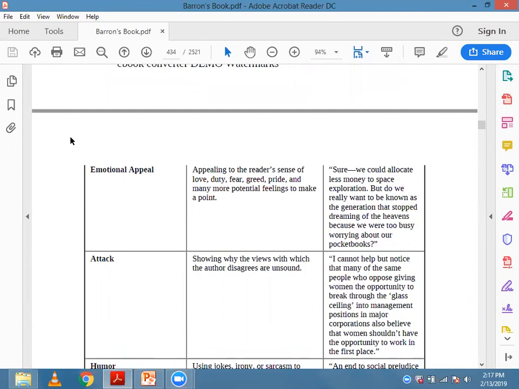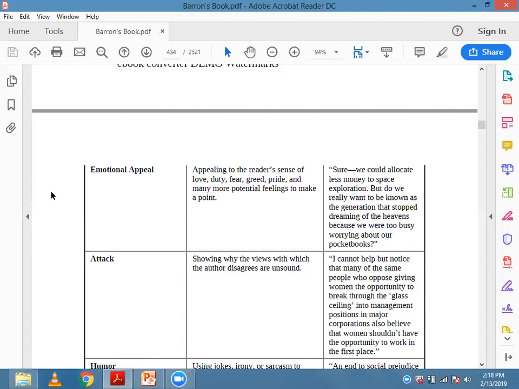The next category is emotional appeal. This is when the author is appealing to the reader's sense of emotions. For example, love, duty, fear, greed, pride, all these emotions to make a point. For example, if I have to make an argument about people joining the army, and I say something like, it is your moral duty to give back to the nation which has given you food, shelter, and has always protected you from everything. So that becomes your moral responsibility. The argument is based on appealing to the emotion of the reader.